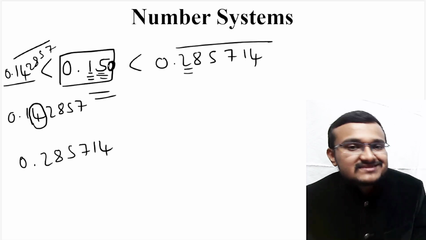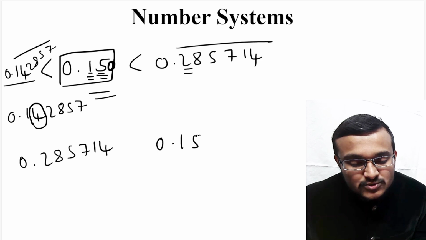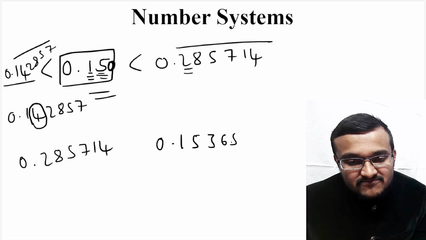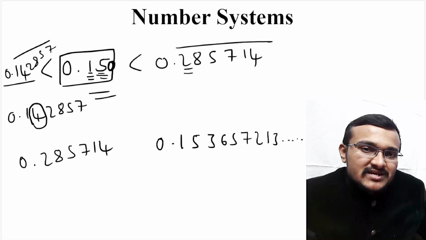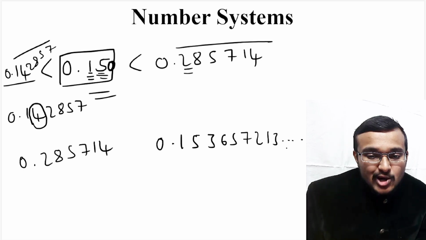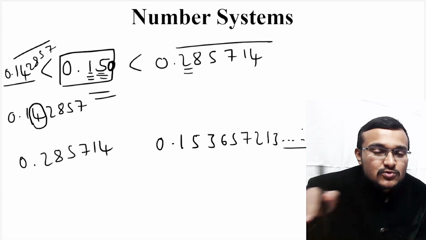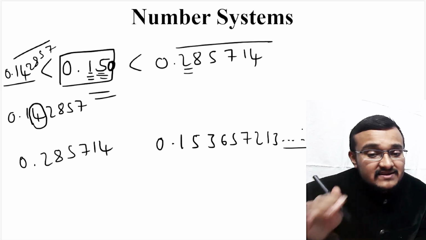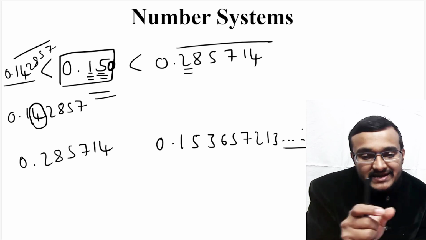So in order to make this an irrational number, you can just go on putting random numbers. So 1, 5, 3, 6, 5, 7, 2, 1, 3, and it goes on like this. So random numbers you can just go on writing, and you should not end this. You should put these dots. So these dots indicate that this value doesn't terminate here. It keeps on going. And there are no recurring numbers as well. So there is no recurring pattern coming after the decimal point anywhere.